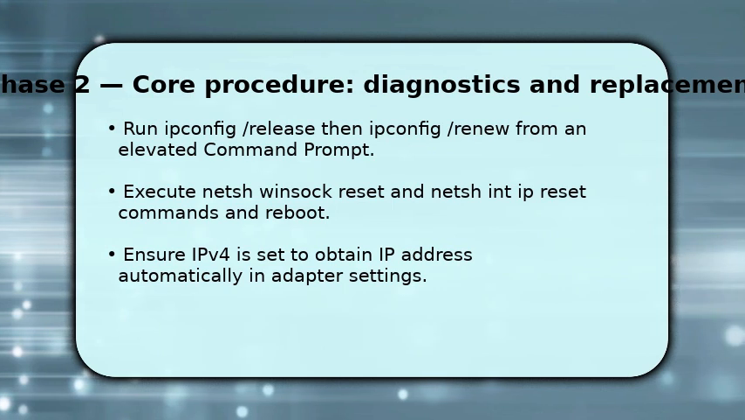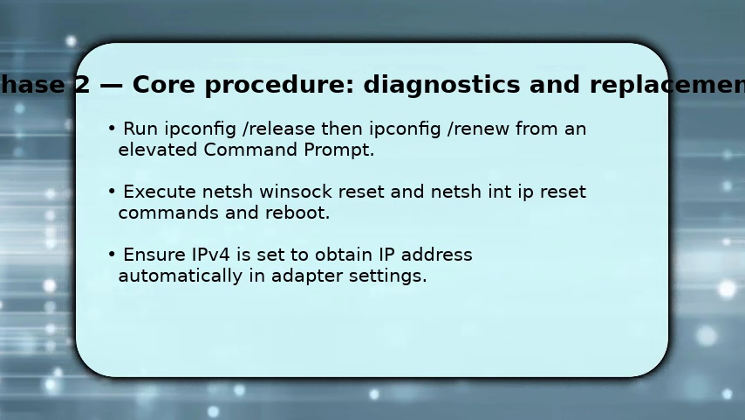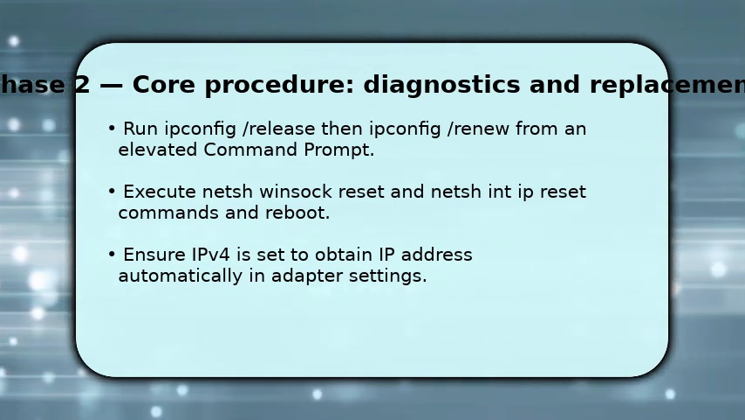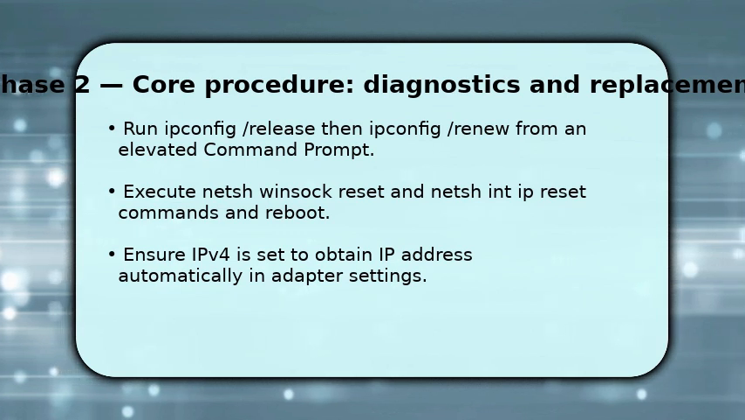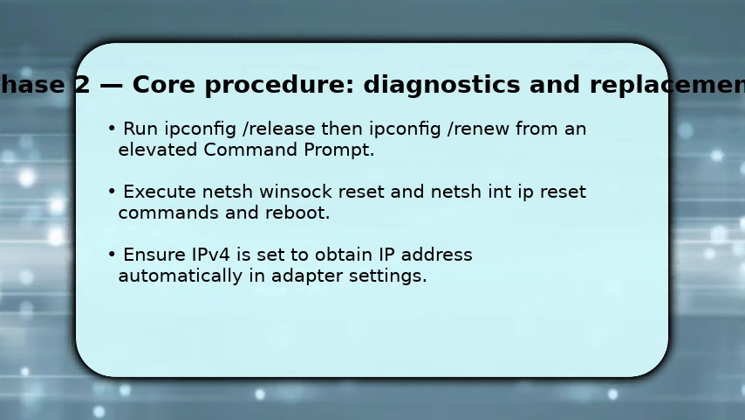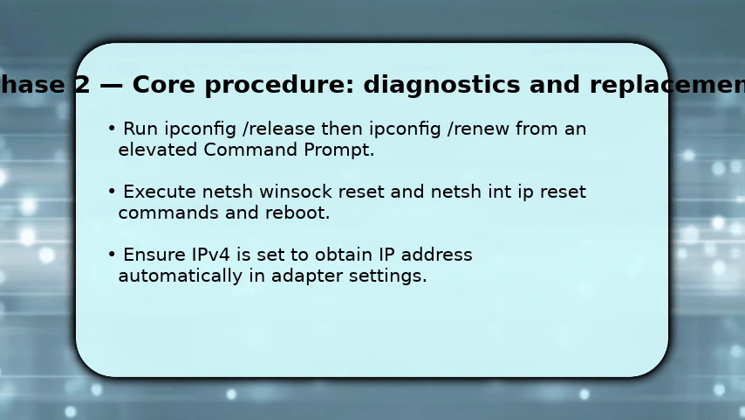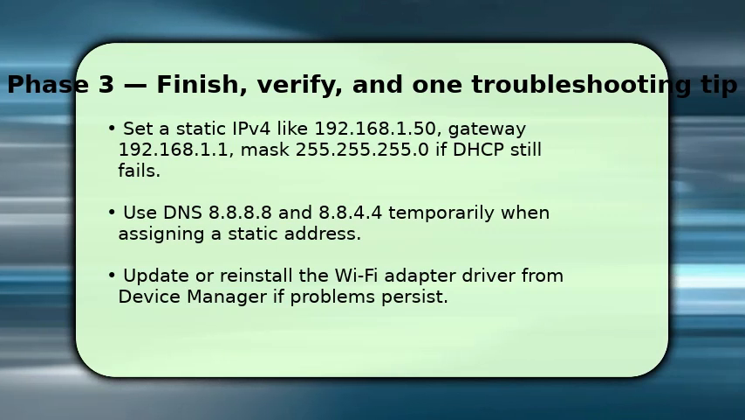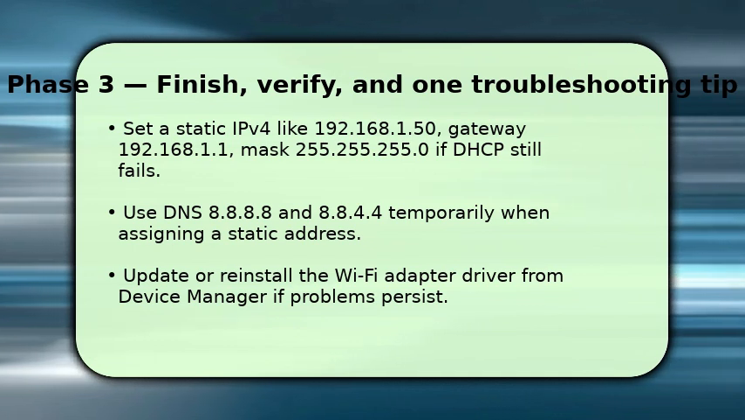If DHCP remains unreliable, assign a temporary static IPv4 address within your router subnet. Set IP 192.168.1.50, subnet mask 255.255.255.0, gateway 192.168.1.1, and DNS 8.8.8.8 and 8.8.4.4 for testing.